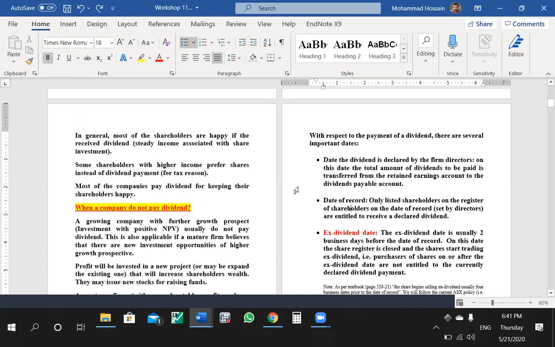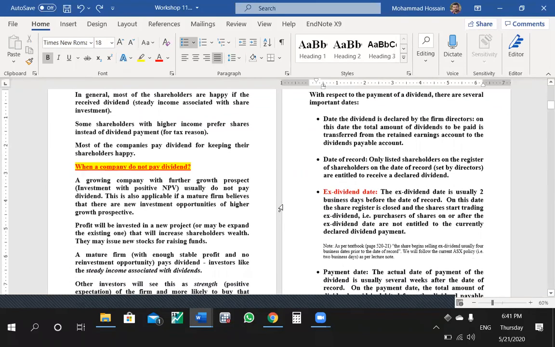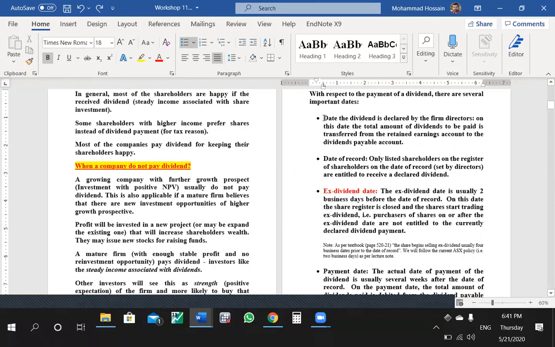So a couple of things. When the company decides to issue a dividend, the day the dividend is declared by the firm directors. On this day, what happens? The directors will decide that we are going to pay this much dividend.